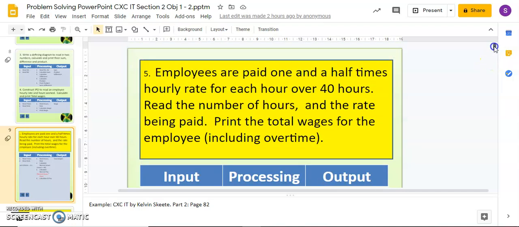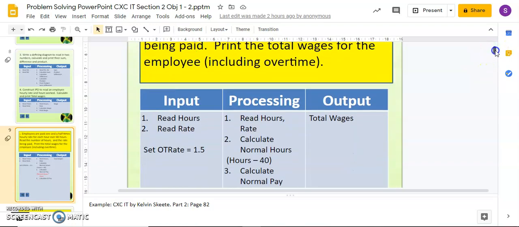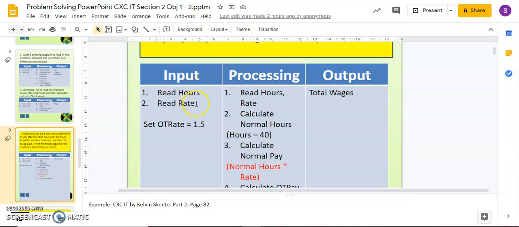Okay, another example. Employees are paid 1.5 times the hourly rate for each hour over 40 hours. Read the number of hours and the rate being paid. Print the total wages for the employee, including overtime. Now you might be wondering, how can this be done? Let's go. You tell the computer to read hours and read rate.